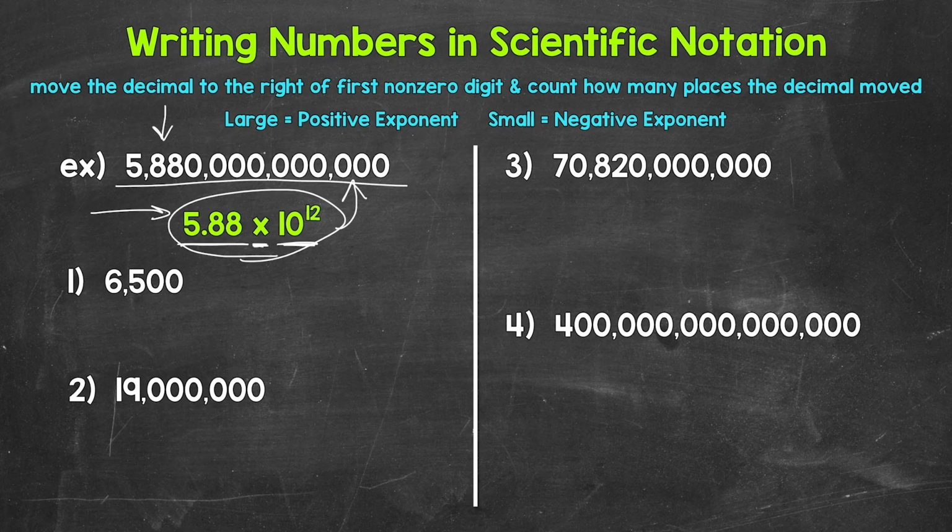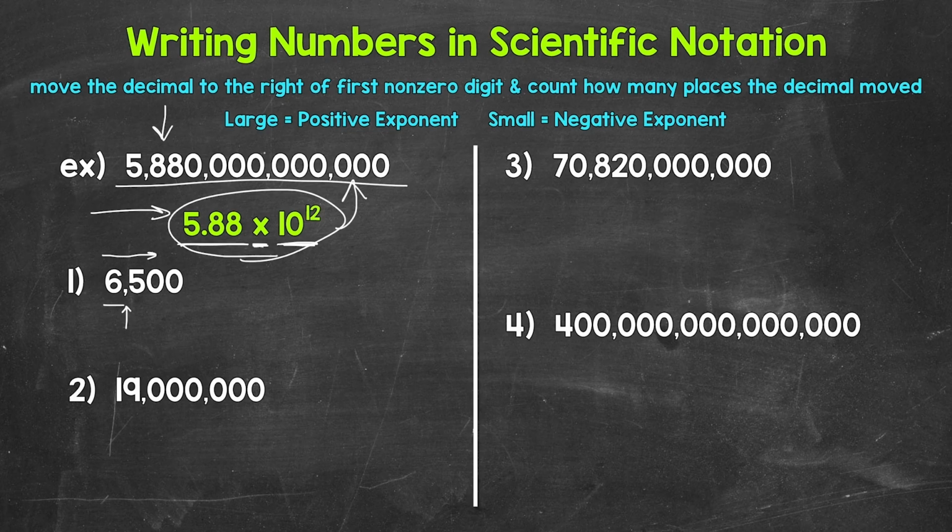Now, basically, all we need to do here is move the decimal to the right of the first non-zero digit, so anything 1 through 9. And we count how many places the decimal moved. That will give us everything we need to write the number in scientific notation. So looking at this number and reading it from left to right, what's the first non-zero digit that we come across? Well, this 6 right here. So we need the decimal to the right of that. So right here in between the 6 and the 5. So let's move the decimal there.